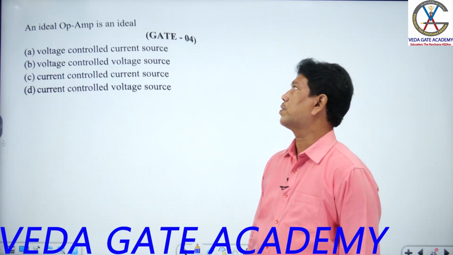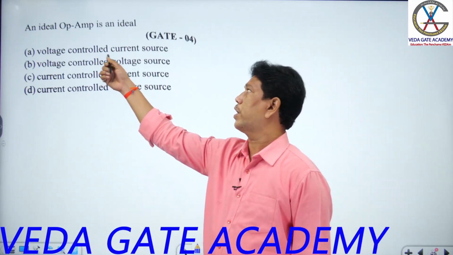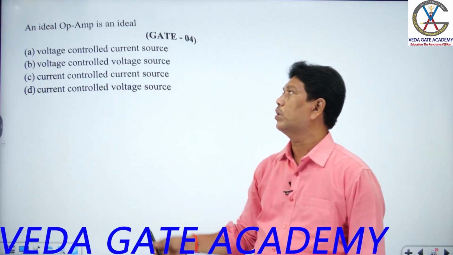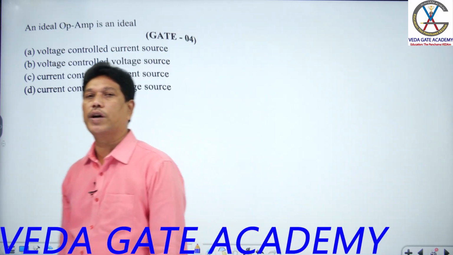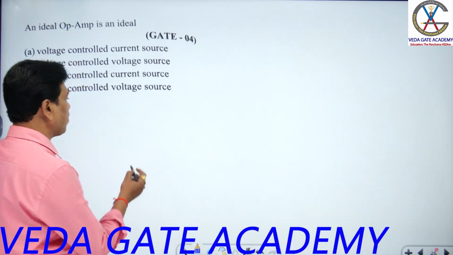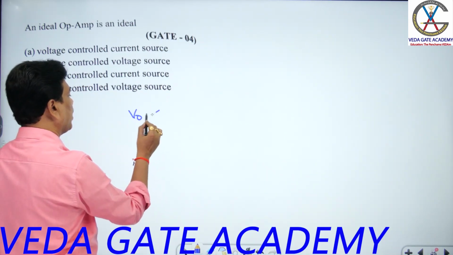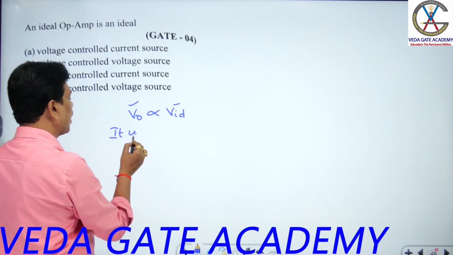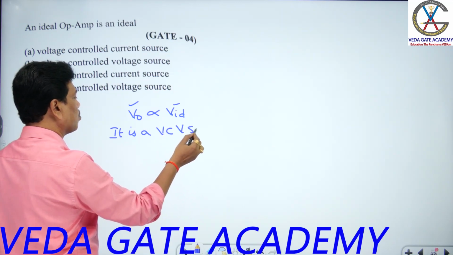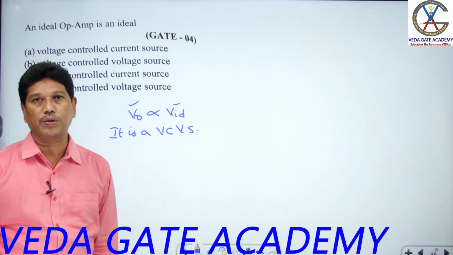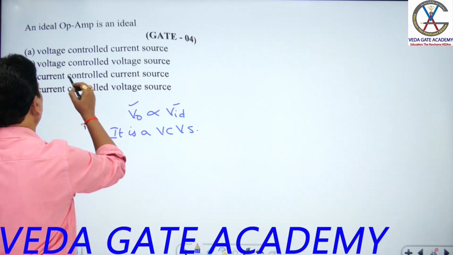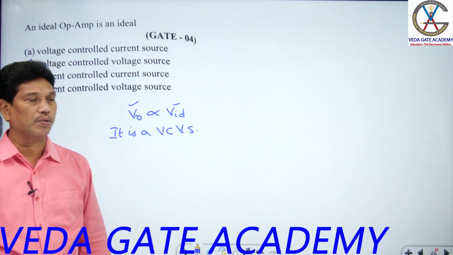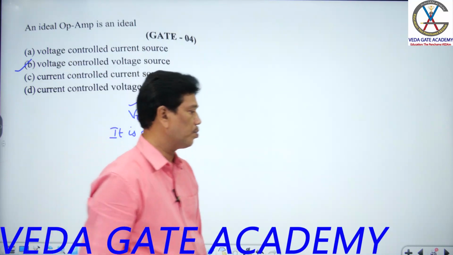An ideal op amp is an ideal: voltage controlled current source, voltage controlled voltage source, current controlled current source, or current controlled voltage source. An ideal op amp must be an ideal voltage controlled voltage source, because in the case of an ideal op amp, V naught is proportional to VAD, so any change in output voltage depends on the differential condition. So it is a voltage controlled voltage source. The correct option is B, students. Check out the next one.